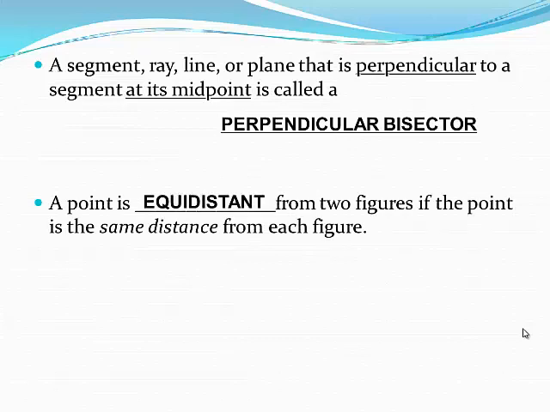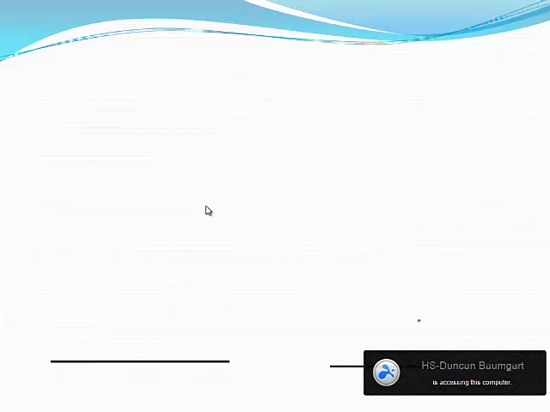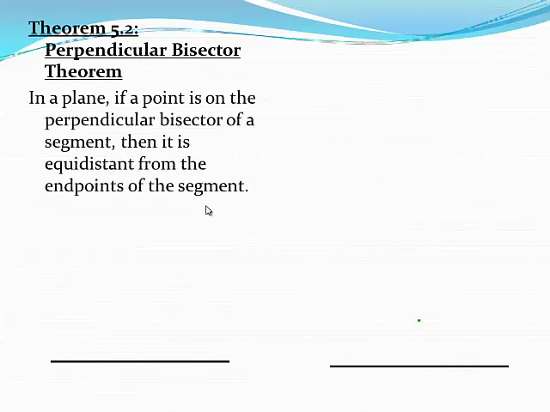A point is equidistant, meaning the same distance from two figures, if the point is the same distance from each figure. So equi- meaning equal, distant meaning distance. Okay, so we have a couple theorems we're going to talk about.